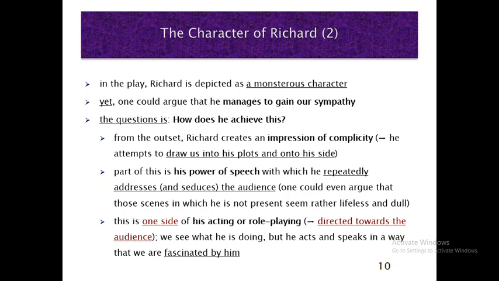Okay, and this is one side of what I would call Richard's acting or role-playing. This is directed towards the audience. There's a second side to it. I will come back to that soon. But first of all, there's one side of his acting or role-playing. This is directed towards the audience. He addresses us with his powerful speech. He addresses and seduces the audience.